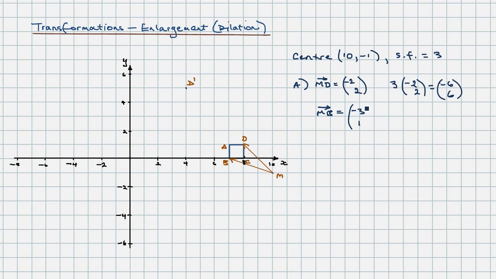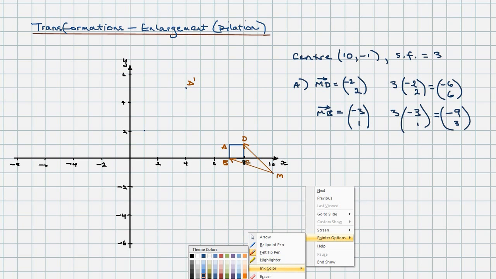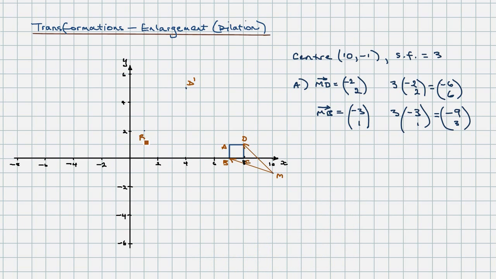And again, 3 times minus 3, 1 is going to give us 3 times minus 3, minus 9, and 3 times 1, 3. So minus 9, 3. So all we need to do now is go along 9, 3, 6, 9, and up 3, 1, 2, 3. Which gives us the B prime. So our plot at B is at 1, 2.